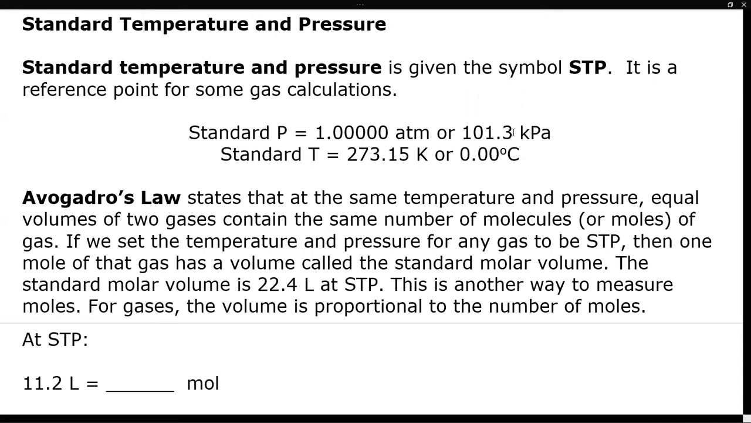Avogadro's law says that at the same temperature and pressure, equal volumes of gas contain the same number of molecules or moles of gas. So if we set the temperature and pressure for any gas to be at STP, then 1 mole of a gas at that volume would have the same volume. We call that the standard molar volume. For an ideal gas, that volume is 22.4 liters at STP. In other words, it's a different way to measure moles.